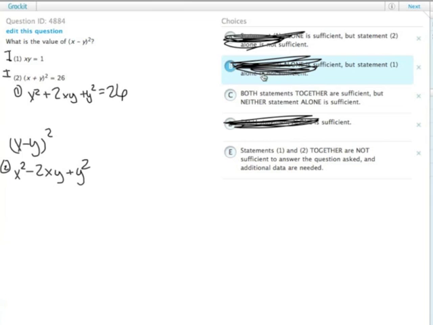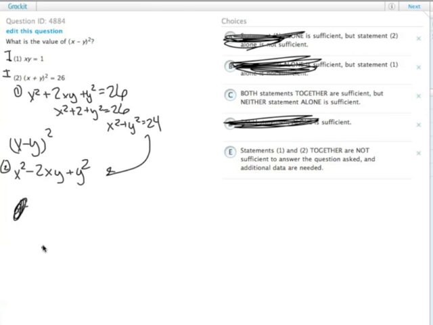Combining the two, we can see how this is going to work. We know that x times y is 1. Actually, we want to use this one up here. xy is 1, so this becomes x squared plus 2 plus y squared equals 26. So x squared plus y squared equals 24. We can now use that in our other equation down here.